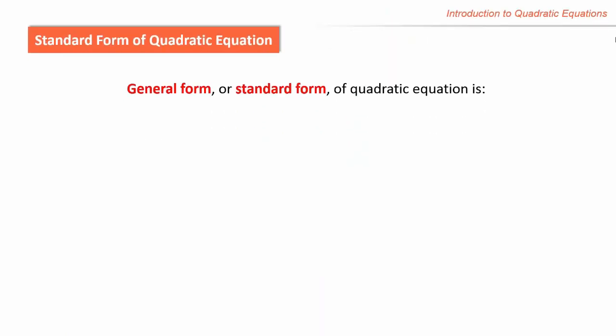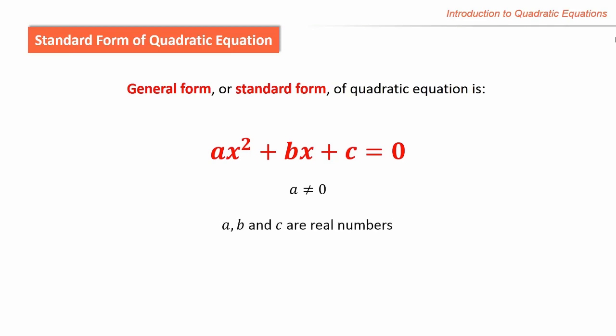Quadratic equations can be expressed in a general form or standard form, which is written as follows. Note that a must not equal 0, and a, b and c are all real numbers. Take note of this equation. It is the single most important equation in this video.